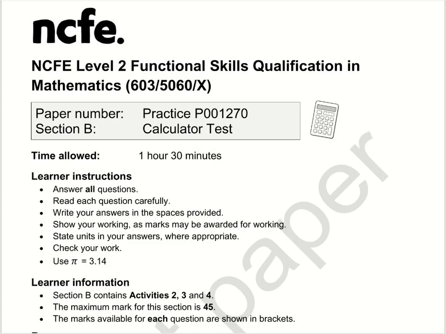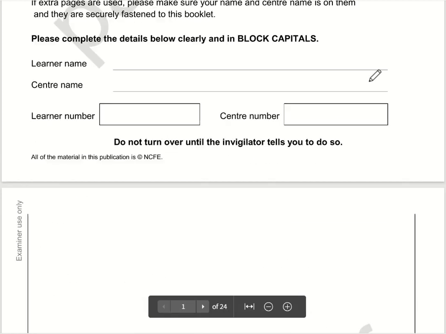Here are the video solutions for NCFE Level 2 Functional Skills Maths. This is section B, which is the calculator section, and this is practice paper number 2.